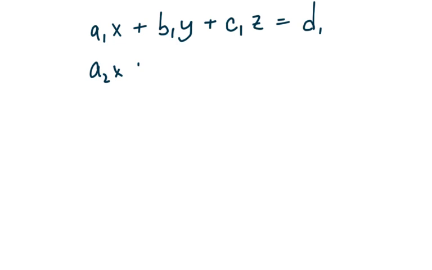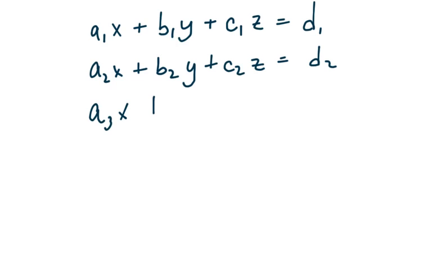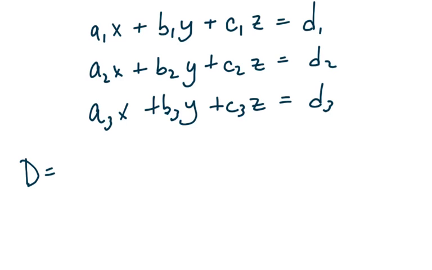because in that case you would have A1x plus B1y plus C1z equals D1. Then you would have A2x plus B2y plus C2z equals D2, and you would have A3x plus B3y plus C3z equals D3. And you could make a D matrix, which would just be all the A1, B1, C1, A2, B2, C2, A3, B3, C3 variables or coefficients.